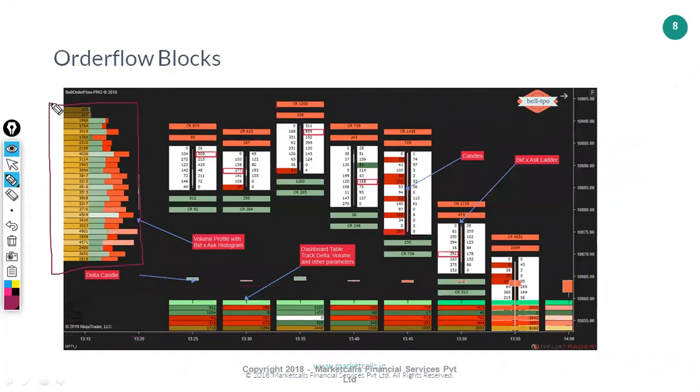So what does the volume profile talk about? Volume profile talks about that price level. Let us assume this price level. If I sum up all the number of buyers and the sellers, I'll be getting a value. Let's say at that price level, 3,094 contracts got traded.